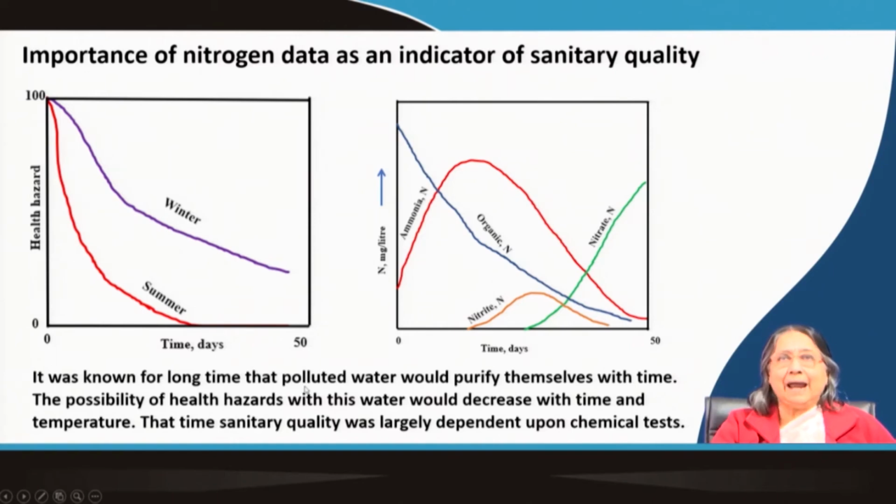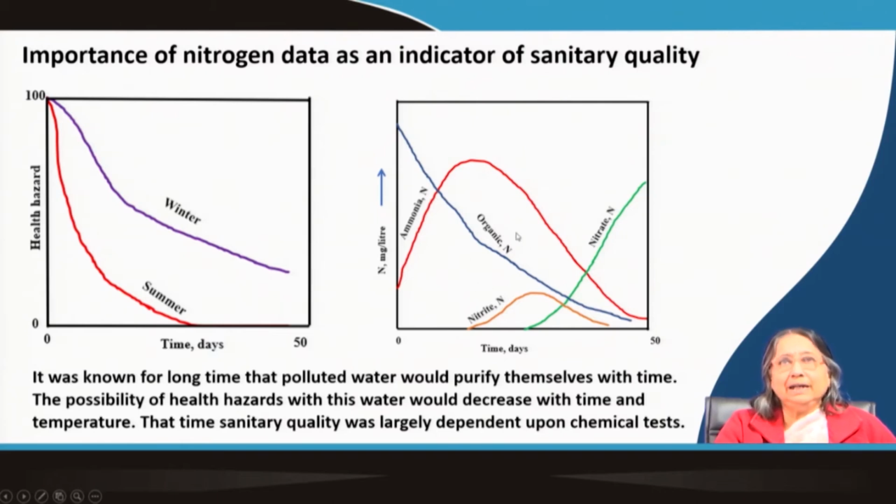And if you can measure different types of nitrogen, in my previous lecture I have already told that nitrogen may be present as ammonia, as organic matter, as nitrite, it may be present as nitrate. So, there are different forms of nitrogen. Now, if you can measure these different types of nitrogen, how much is present in the water, say for example, pollution starts here, and then you can see with time how the nature of combined form of nitrogen is changing.